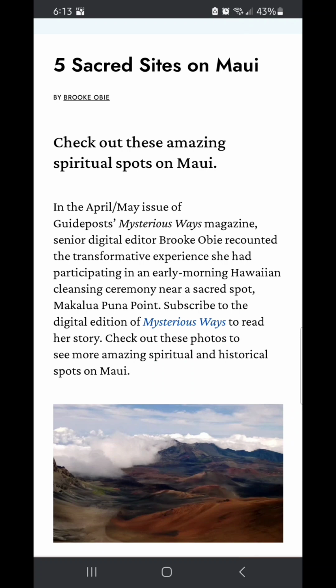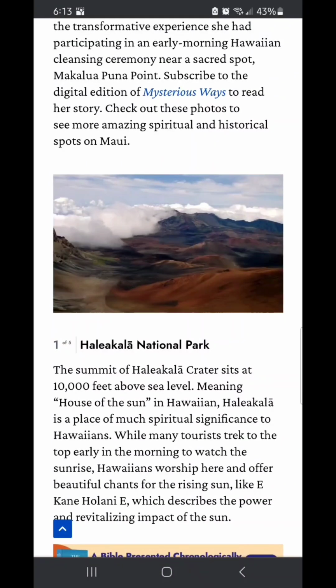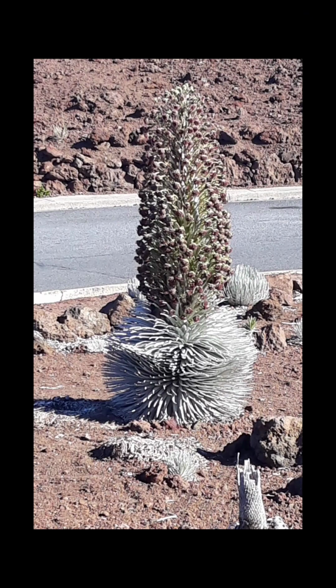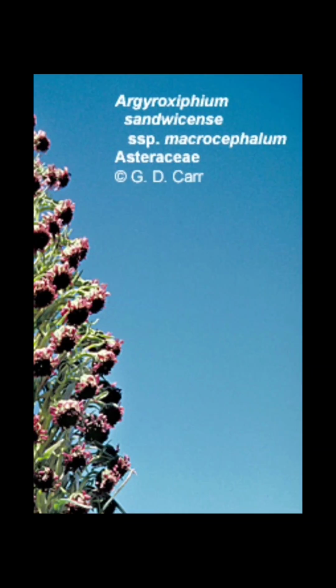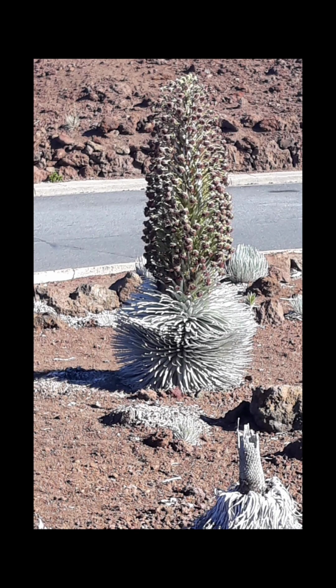Some of the most sacred sites they advertise are Haleakela National Park, the volcano we spoke about. That's their #1 sacred spot. What's really interesting is that this plant, called the silver sword, grows only on Haleakela volcano. Scientific name if you care to try to pronounce it. The signs tell us that the silver sword was once near extinction due to human vandalism and browsing by goats and cattle. And of course it recovered when the government took control, making it a biosphere, an international biosphere.